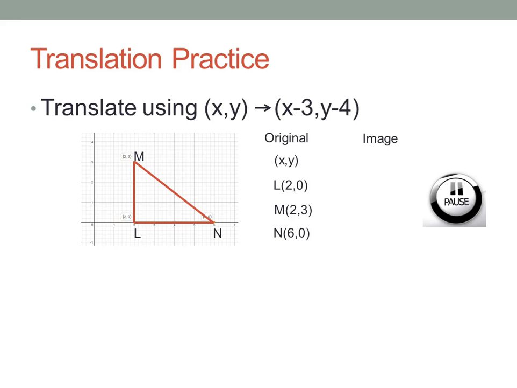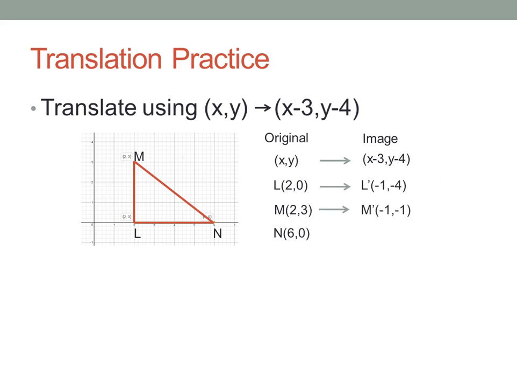All right, welcome back. So our rule here is xy is going to become x -3 and y -4. We're given that information up here. So wherever I see an x here, I'm going to subtract 3. And whenever I see a y here, I'm going to subtract 4. So I end up with L prime of -1, -4, M prime of -1, -1, and N prime of 3, -4.